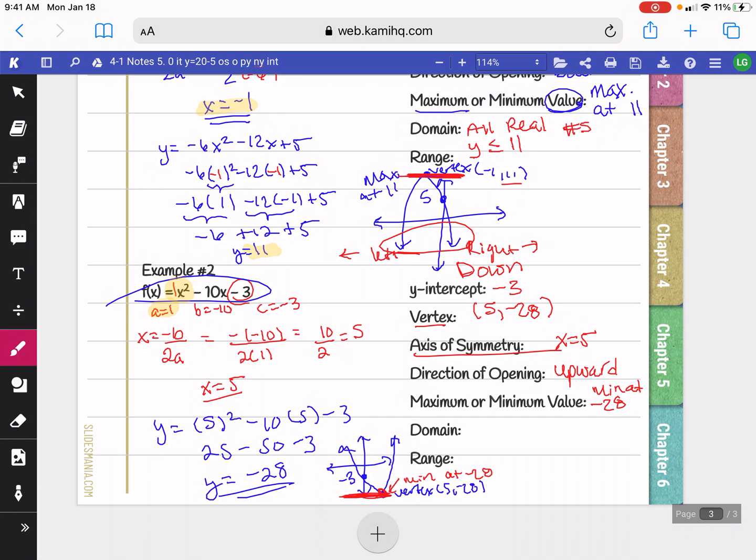Our domain, since it keeps going left and right, will be all real numbers. And our range, if we look bottom to top, we'll see here it keeps going up, but on the bottom, it goes all the way down to -28. So our y's go up, or greater than or equal to -28.